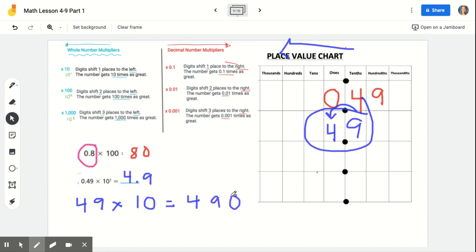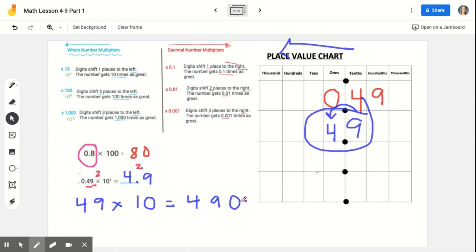We're not done though. The problem was 49 hundredths times 10 to the first power. So we're going to count how many decimal places did we ignore in both our factors. How many decimal places are there in our factors? 1, 2 decimal places. So how many decimal places does there need to be in our answer or in our product? 2 over here. So there needs to be 2 in our answer.